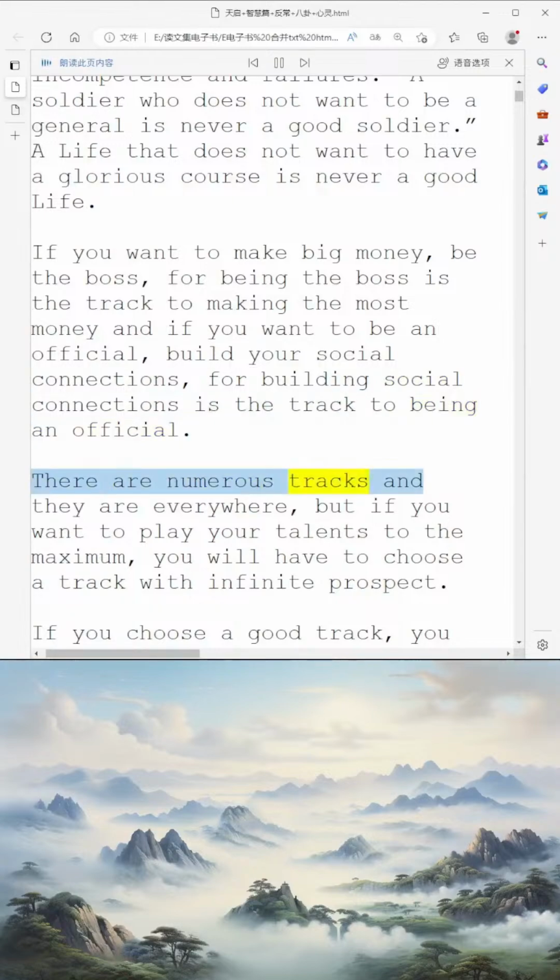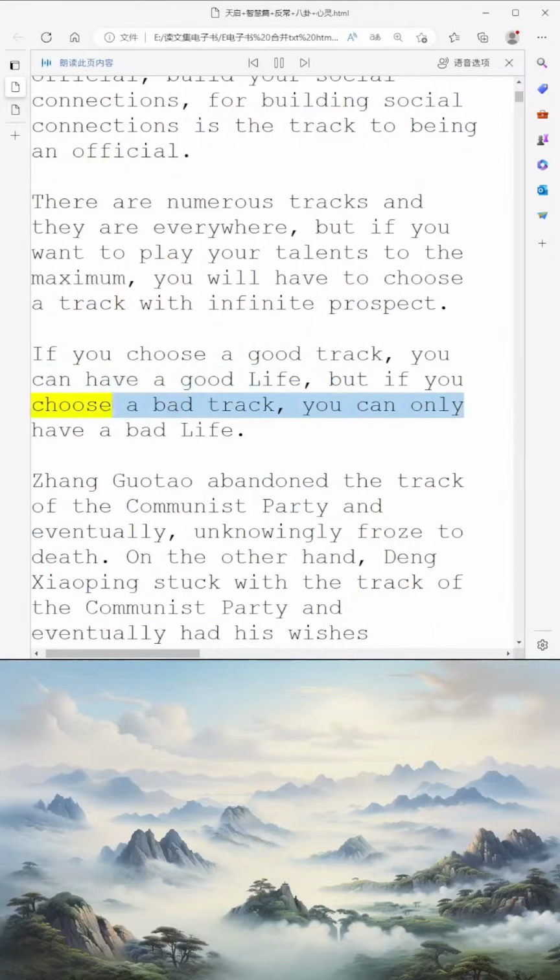There are numerous tracks, and they are everywhere. But if you want to play your talents to the maximum, you will have to choose a track with infinite prospect. If you choose a good track, you can have a good life. But if you choose a bad track, you can only have a bad life. Zhang Guotao abandoned the track of the Communist Party and eventually, unknowingly froze to death. On the other hand, Deng Xiaoping stuck with the track of the Communist Party and eventually had his wishes fulfilled.